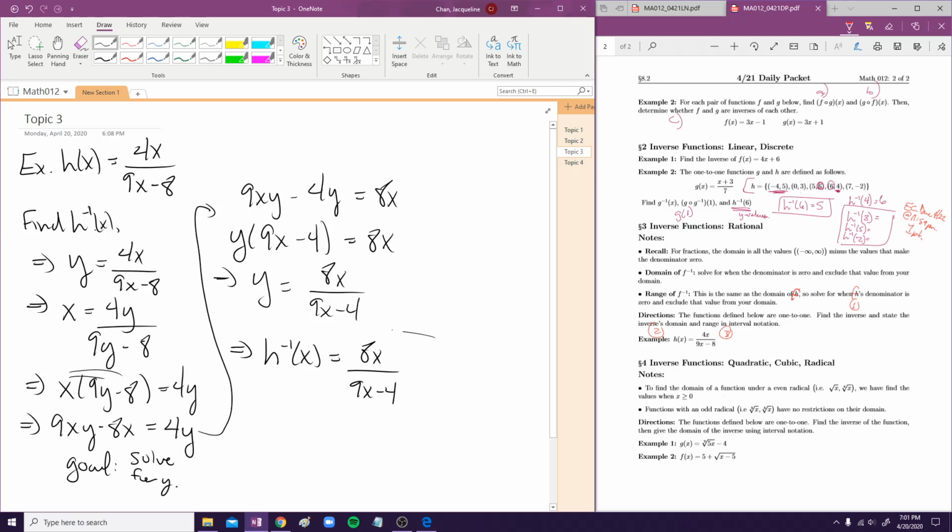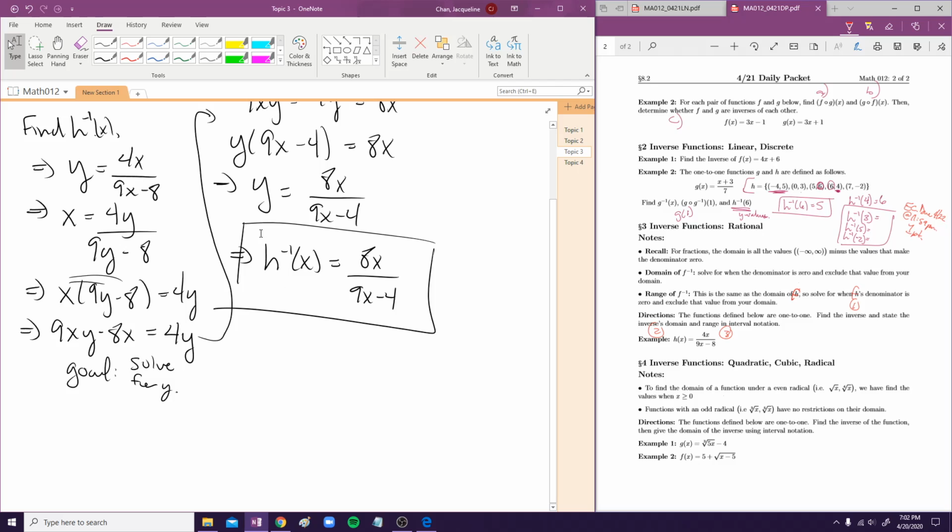Okay? If you skip this step, you will lose points because this is not what you're looking for. This is what you're looking for. All right? So we have found h inverse of x. Now the next thing that we want to do is find the domain and the range of these.